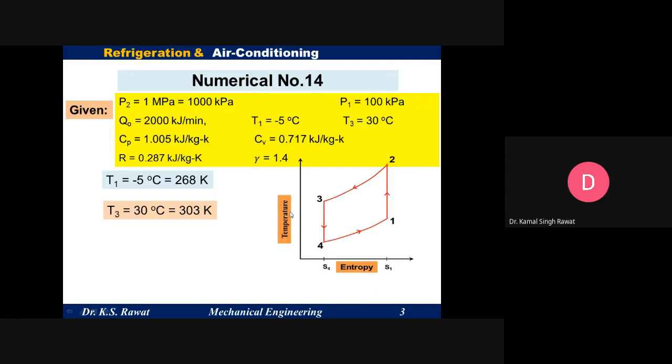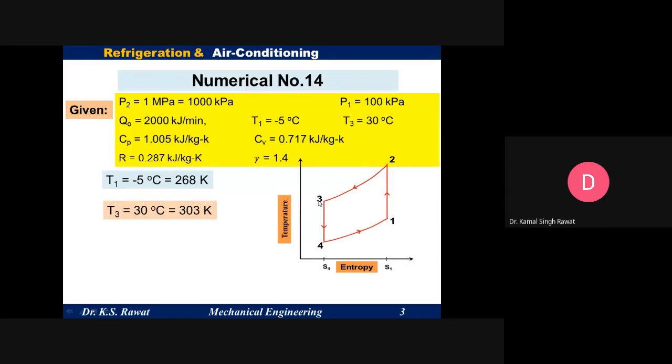Okay, similarly we have the temperature T3. So we can easily calculate the value of T4 with the same relation. For this we require the pressure ratio. So we know 2 to 3 is an isobaric process and 4 to 1 is an isobaric process. It means P1 is equal to P4 and P2 is equal to P3.